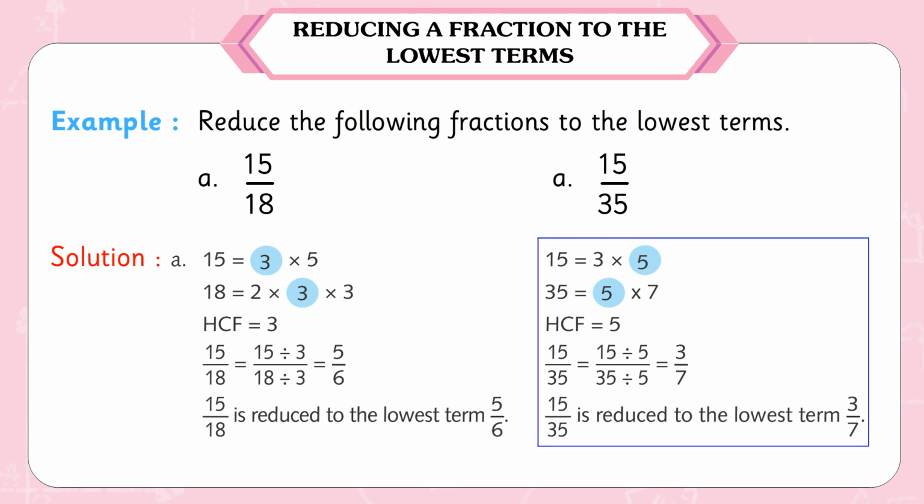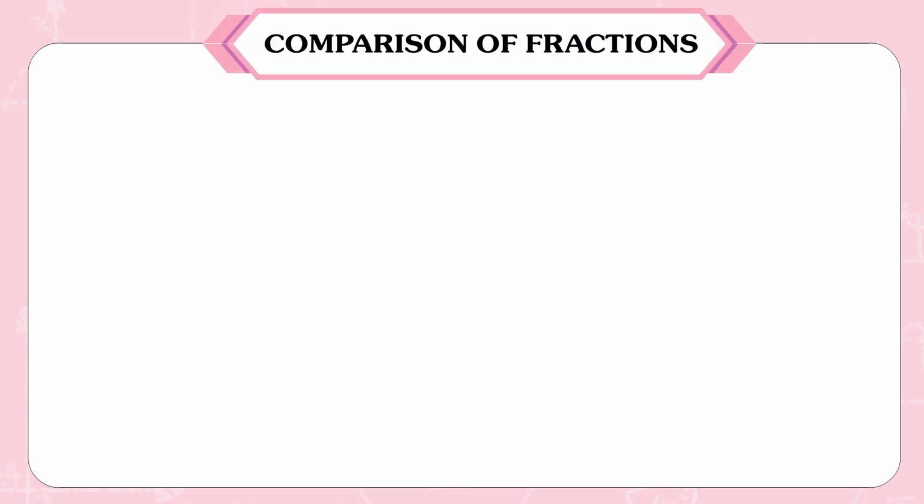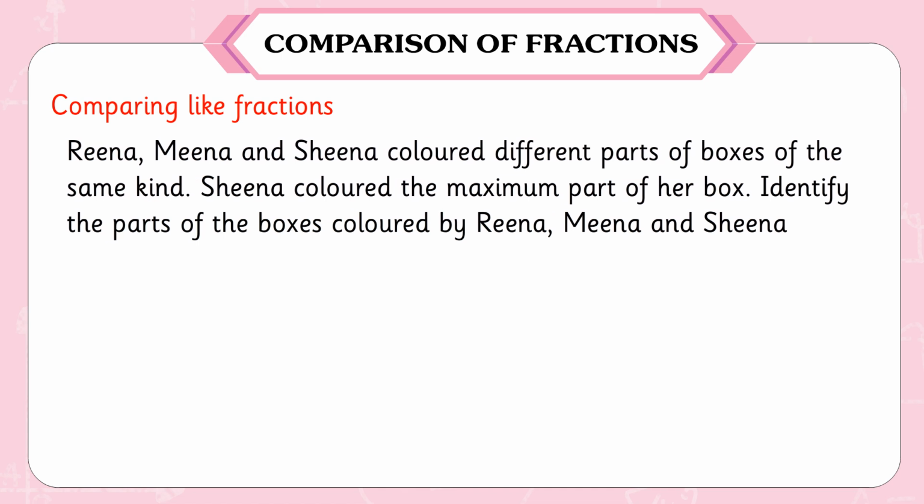15 by 35 is reduced to the lowest term, 3 by 7. Comparison of fractions. Comparing like fractions. Reena, Meena and Sheena colored different parts of boxes of the same kind. Sheena colored the maximum part of her box.